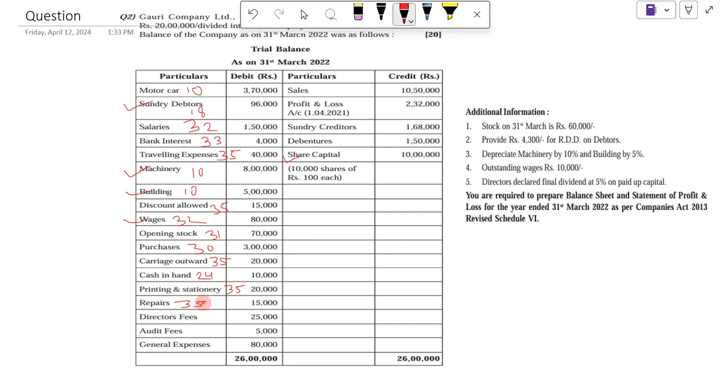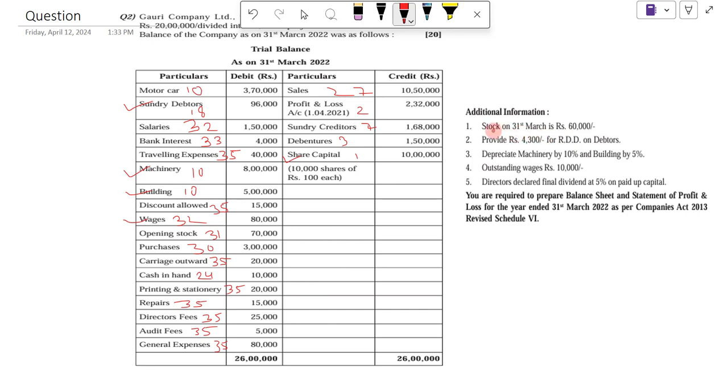The heading of note number 35 is other expenses. Directors fees 35, audit fees 35, journal expenses 35. Then sales, note number 27, revenue from operation. Profit and loss, note number 2, it will go in reserves and surplus, where this is the last year profit. Sundry creditors, note number 7. Debentures, note number 3. And share capital, note number 1.